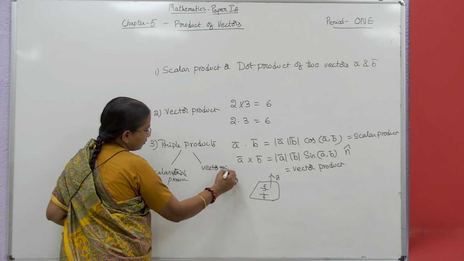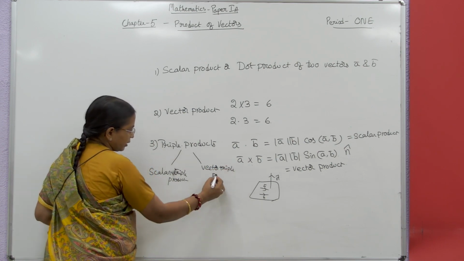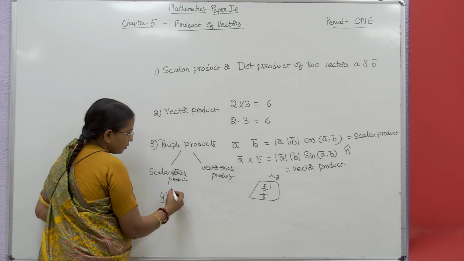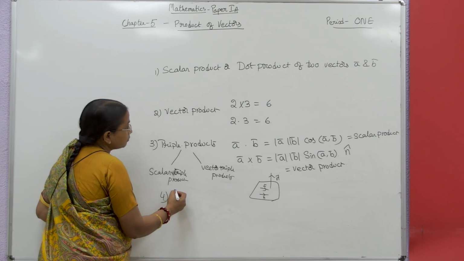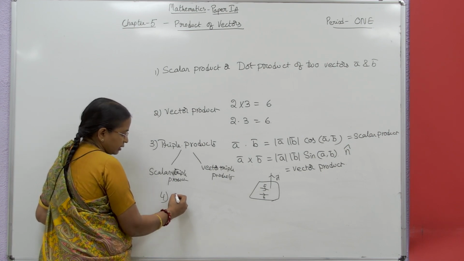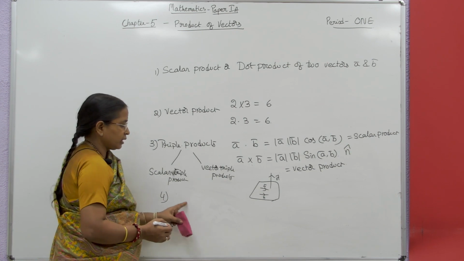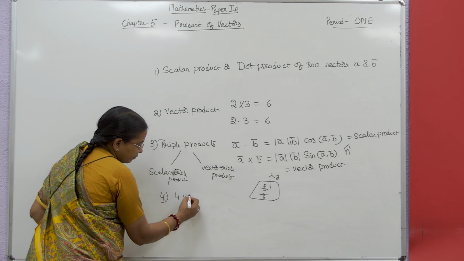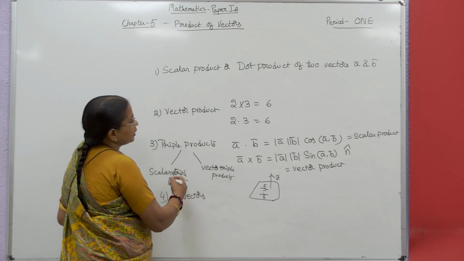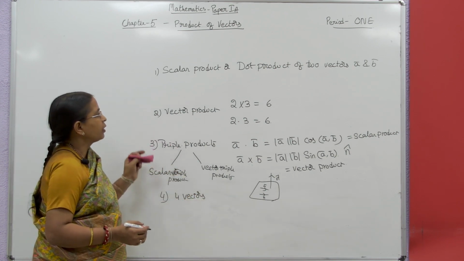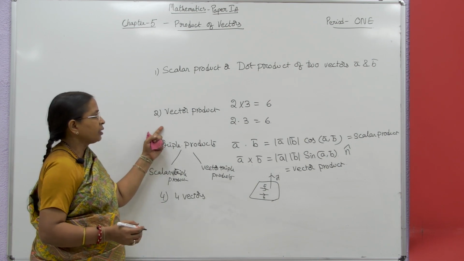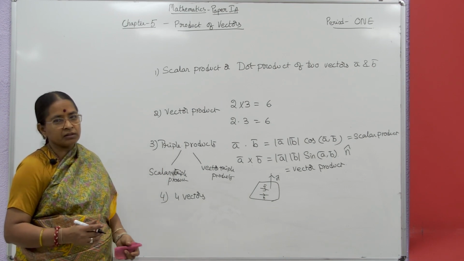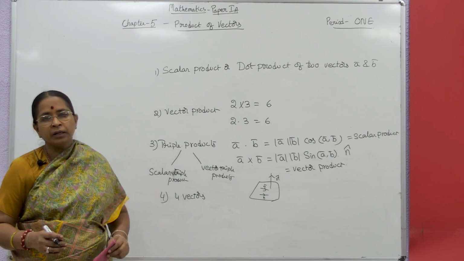Two kinds are there. And then you have the product between four vectors. How is the product between four vectors defined? All this you will learn in this chapter. First you will learn about dot product, then vector product or cross product, then triple product, then the products between four vectors. So these are the four things that you learn in this chapter.